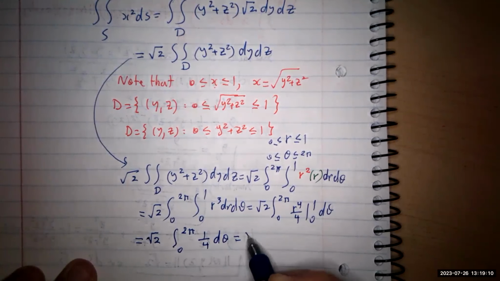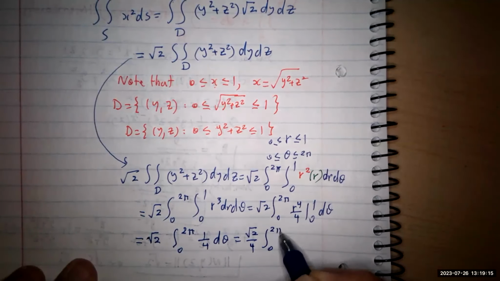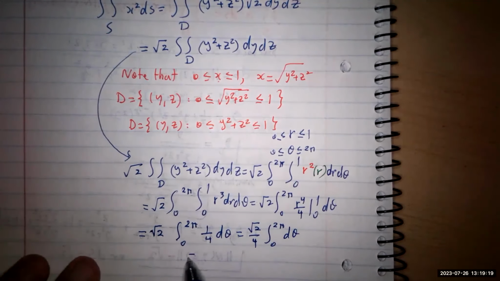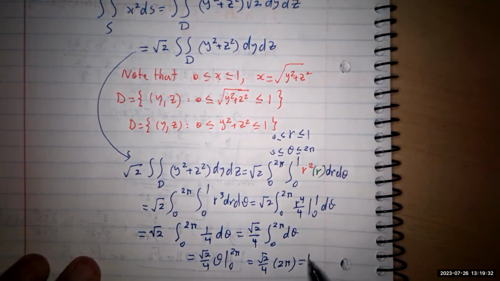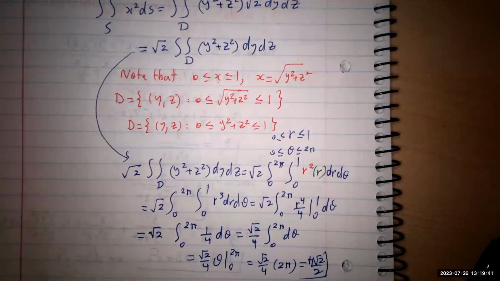So bringing out the quarter, it is going to be radical 2 over 4, integral from 0 to 2 pi d theta. That integral is going to be theta, so radical 2 over 4 theta from 0 to 2 pi is radical 2 over 4 times 2 pi. You simplify it, that gives you what? Pi radical 2 over 2. So that gives you the surface integral, and you get the result.